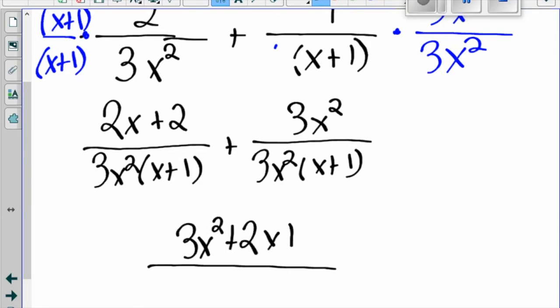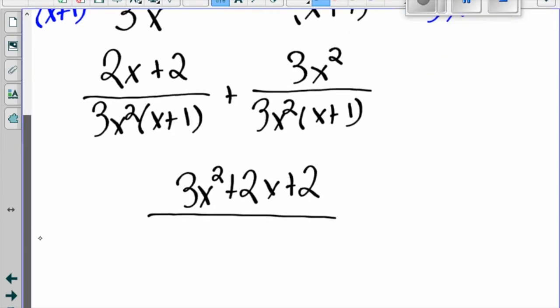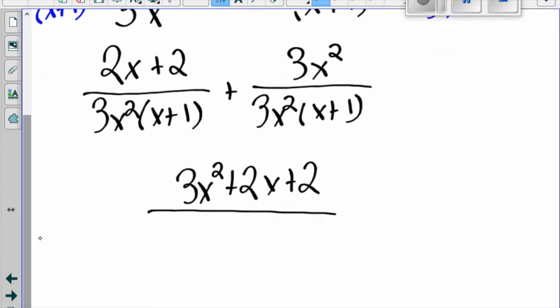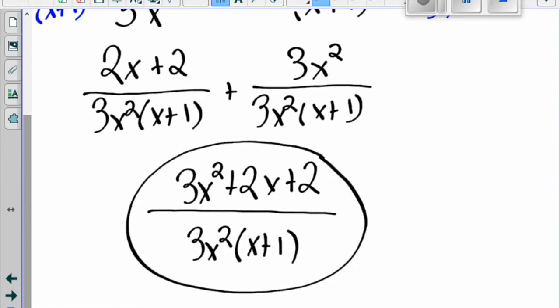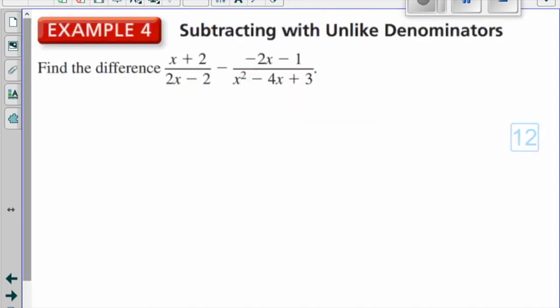We can add these two together and rewrite it according to number theory. And this here is our final answer, because 3x squared plus 2x plus 2, that's not going to simplify. There's no way to factor it. So this here is as simplified as it gets. Questions on this here? All right.